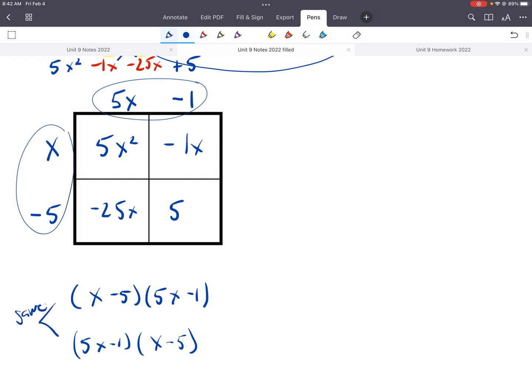Okay, because under multiplication, it doesn't matter. 3 times 4 is 12, and 4 times 3 is 12. The same sort of thing. Doesn't matter what order you do your multiplication. Okay. All right, so that's that.